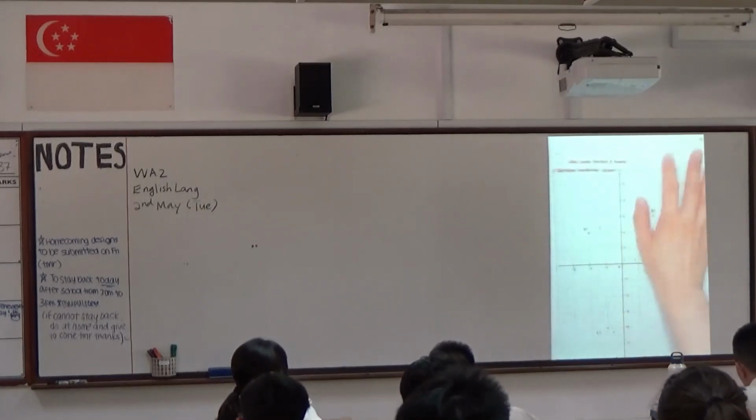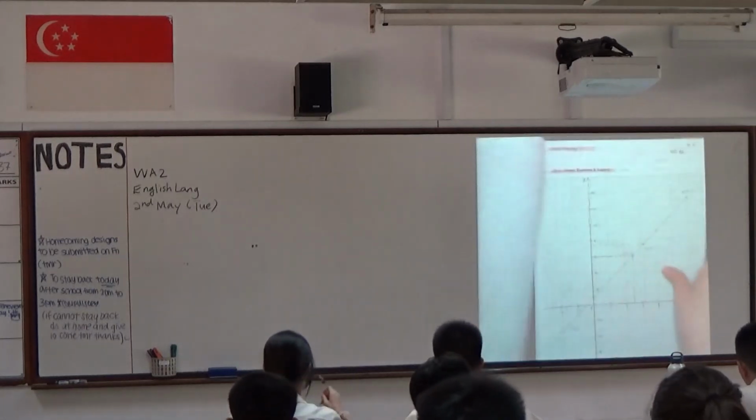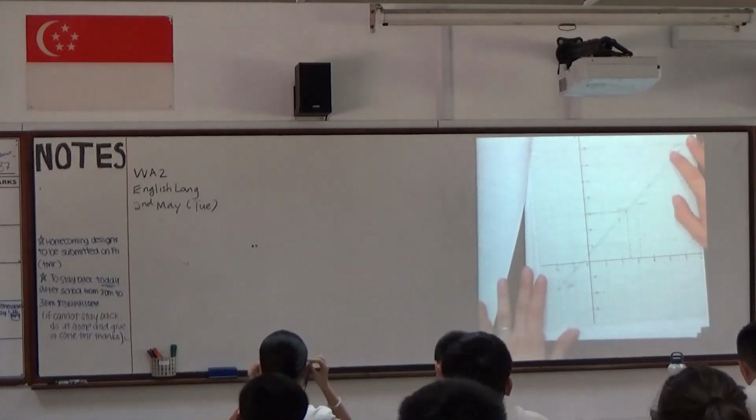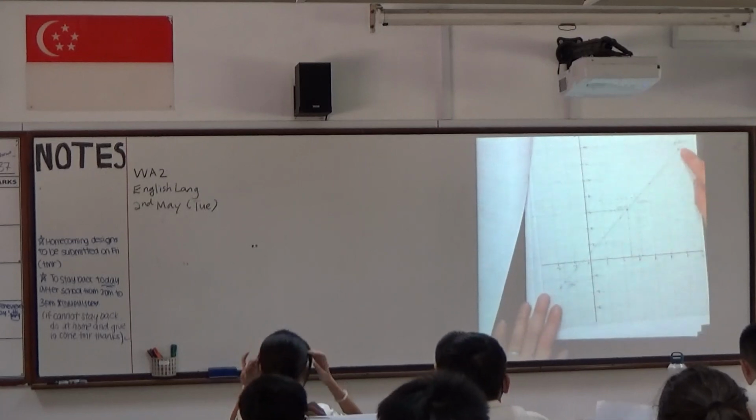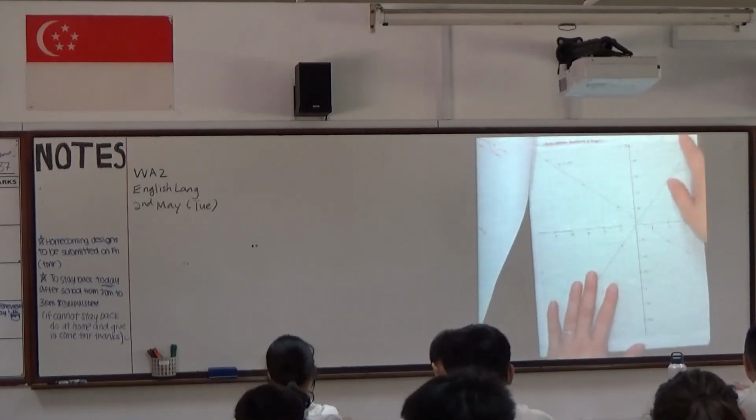Okay. Now you should have 4 pieces of graph paper. Page 1, 2, okay. 3, it may not look like mine. It will be blank for you. It doesn't have this line, but you should have your axis. And then page 4 as well.